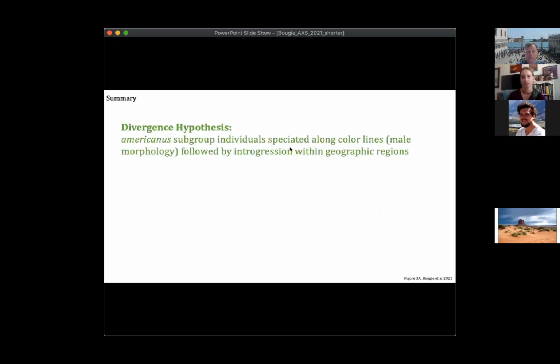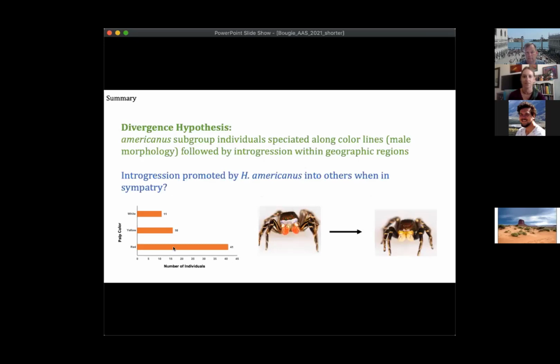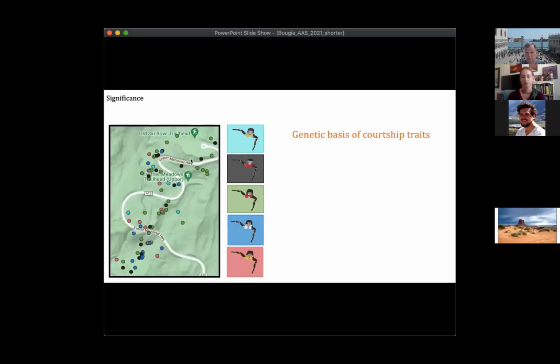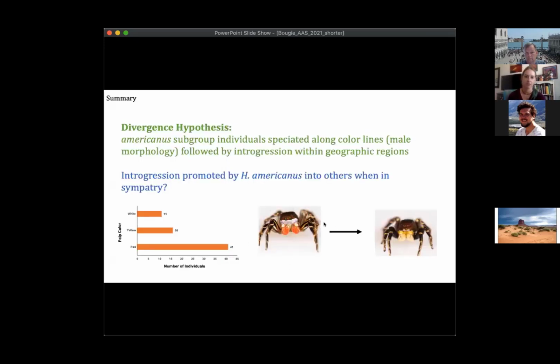So a running hypothesis that we have is that the americanus subgroup individuals speciated along color lines, followed by introgression within geographic regions. And this kind of makes sense and perhaps is promoted by americanus into others when these come in symmetry. So maybe for some reason this red morph is favored over the yellow or other palp colors, since we have more red phenotypes in the population.